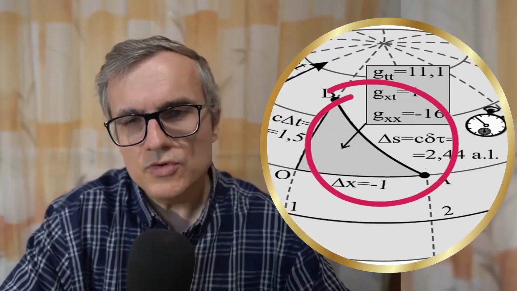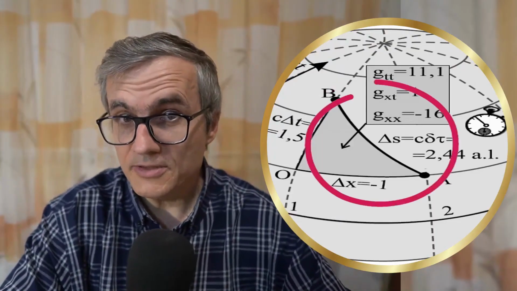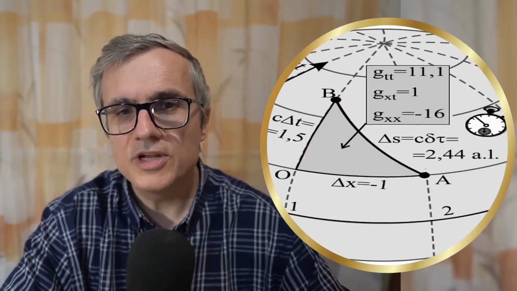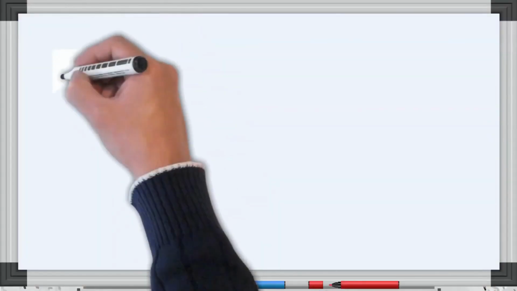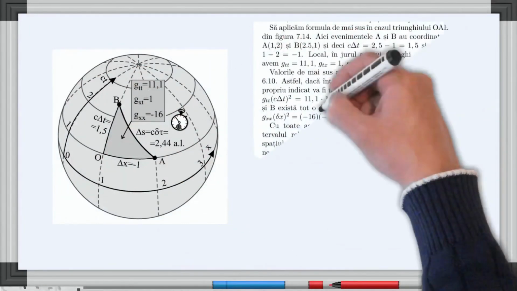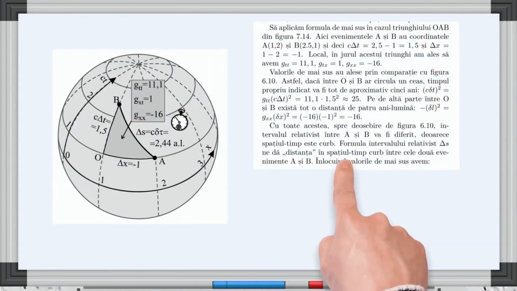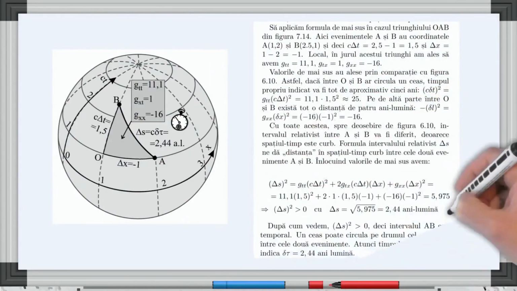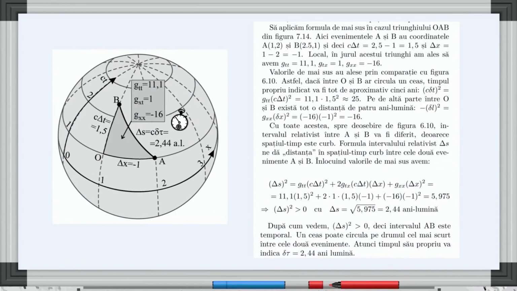Here is the exercise announcement with the previous formula. You can also calculate the relativistic interval between A and B. Here is my calculation from the narrated physics. I hope I didn't mess anything up and we all get the same result. I got a relativistic interval delta S of 2.44 light years.